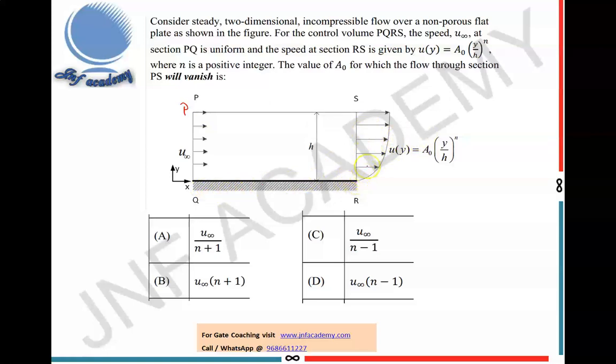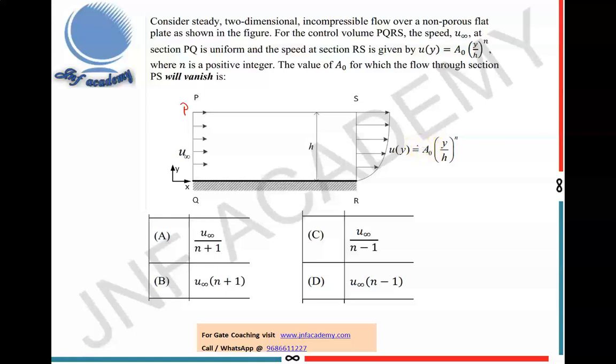At the wall, the velocity is 0, and the velocity profile is given to be u of y is equal to a naught into y by h whole power n, where n is a positive integer. So it could be 1, 2, 3, any number. We don't know that. That's fine. So they're asking the value of a naught for which the flow through the section PS will vanish. So flow through the section PS is which is perpendicular to the plane, right? I mean, you can clearly see that, right? So that will vanish. If you assume that there is no flow through the section PS, then what is the value of this constant a naught? So again, this is a straightforward problem.